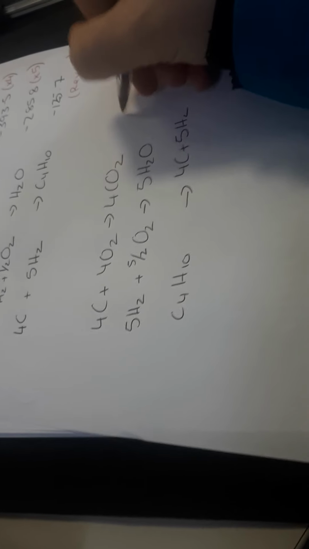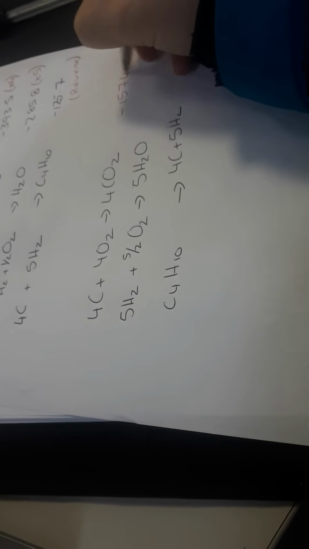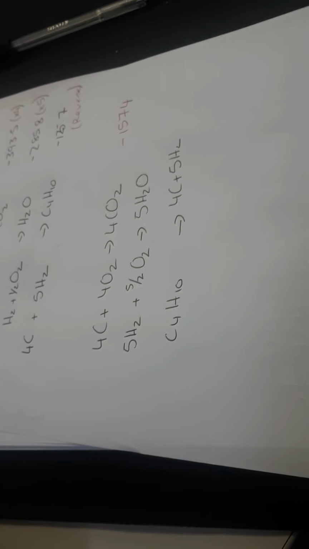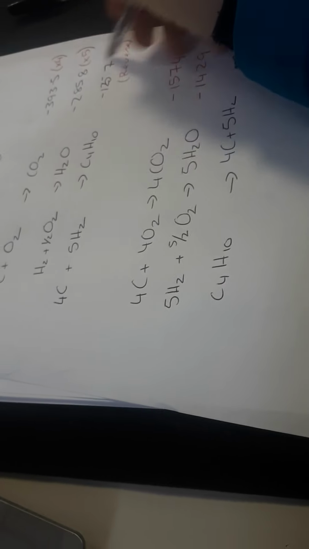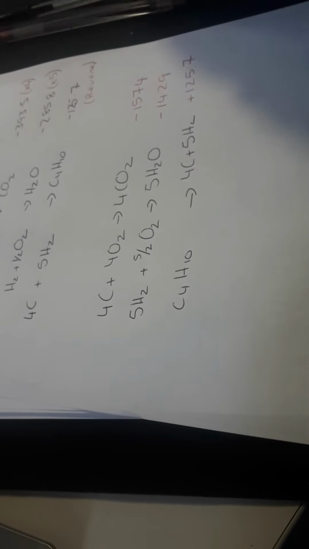And now I'm just going to do what I did there by working out these. So minus 393.5 by 4 gives me minus 1574. Minus 285.8 by 5 gives minus 1429. And finally, I've reversed this one, so it becomes 125.7 as a plus.